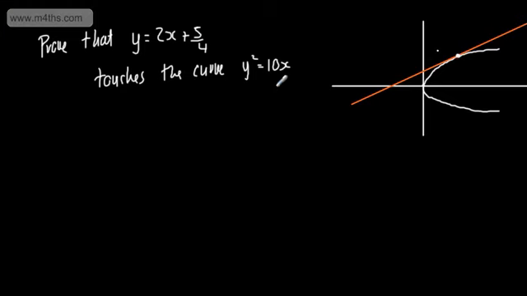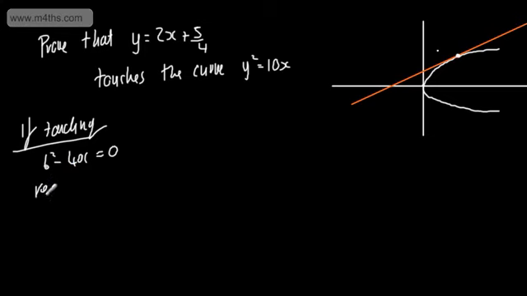I'm going to write now here, if touching, from our work with the discriminant, we can say b squared minus 4ac will be equal to 0. What we're going to have here is a repeated root. This is quite a tricky example. So what we're going to do is the following.